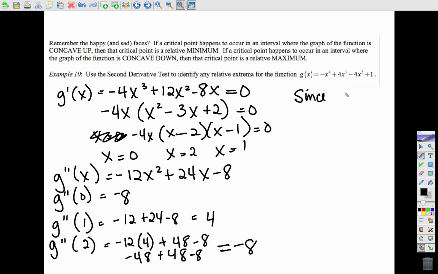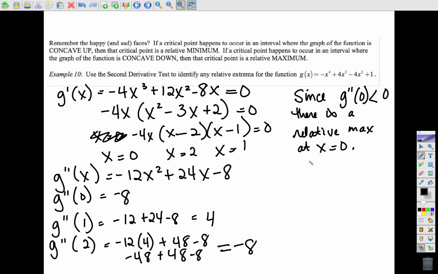Okay, so how would we sum that up? We would say something along the lines of, since g double prime of 0, our first one, is less than 0, there is a relative max at x equals 0.